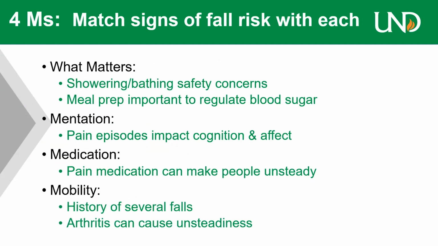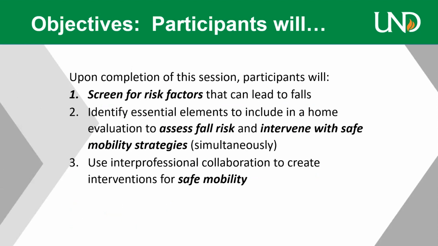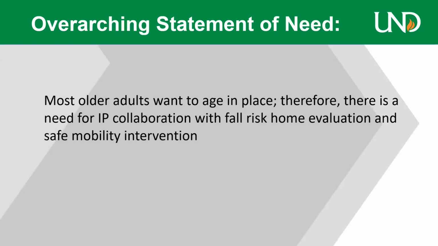So if we make sure that we address all 4 M's, we can adequately cover all of the main issues in Virginia's case study. So the objectives for this is that we'll be able to screen for risk factors that can lead to falls. We will identify essential elements to include in a home evaluation to assess fall risk and intervene with safe mobility strategies. And we'll do that simultaneously because those two things happen concurrently. And then we'll use interprofessional collaboration to create interventions for safe mobility.